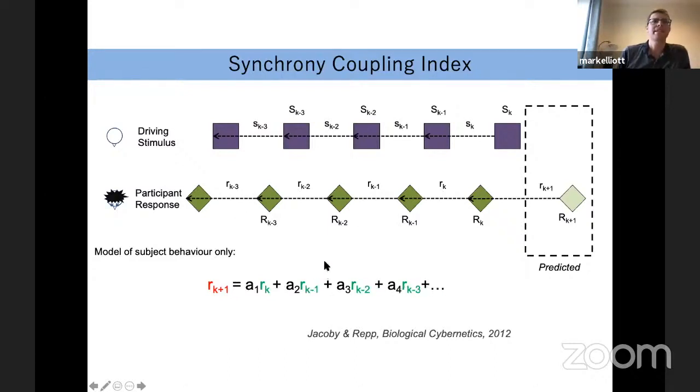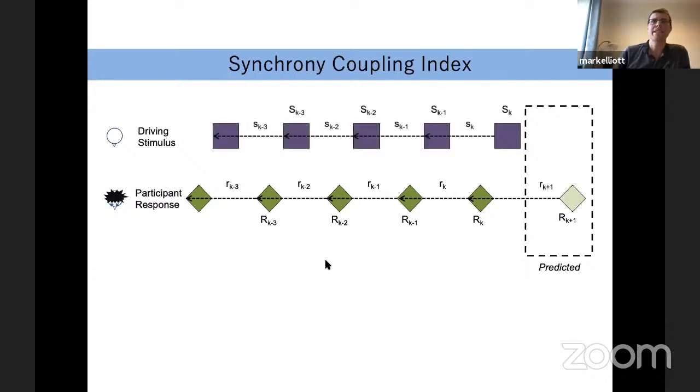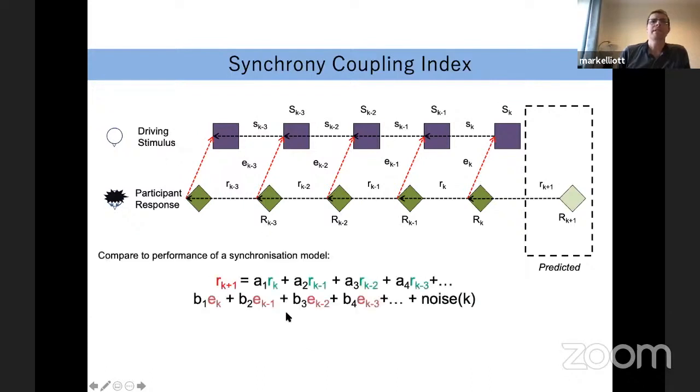We then do a second equation where we take into account the asynchronies to the driving stimulus, which is one of the other 8 people. So now we get another equation which uses both the intervals of the participant and the asynchronies to the driving stimulus, which is one of the other people.